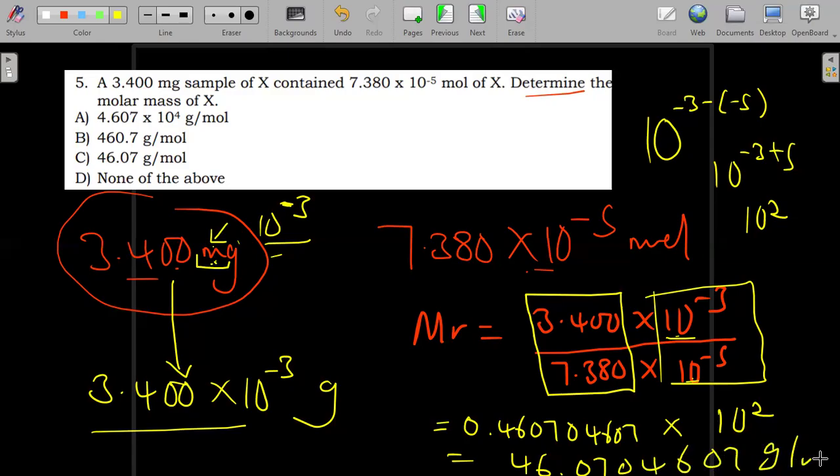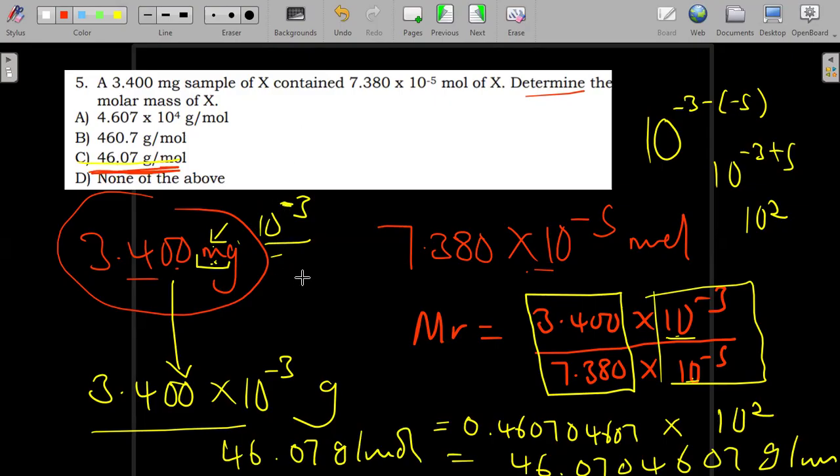46.0704607 grams per mole. Okay, so you can just round it off to the required decimal places here. So we round it off to 2, it will be 46.07 grams per mole. And then you go to your answers, you check. So we can see that it is there. It is here. Okay, so you choose C as your answer.